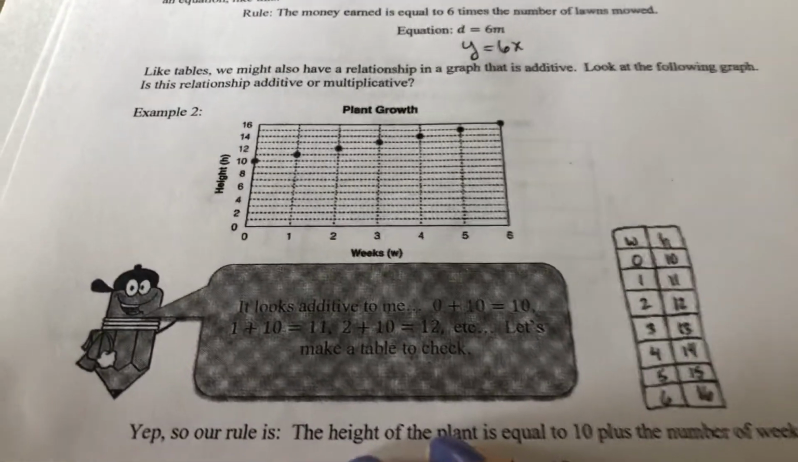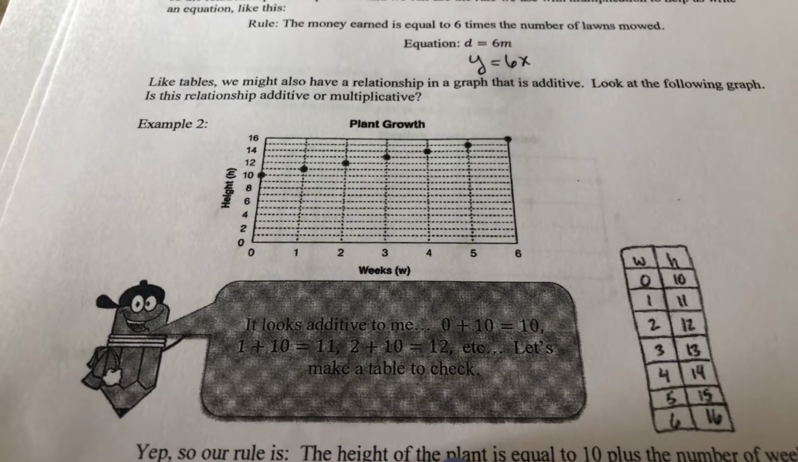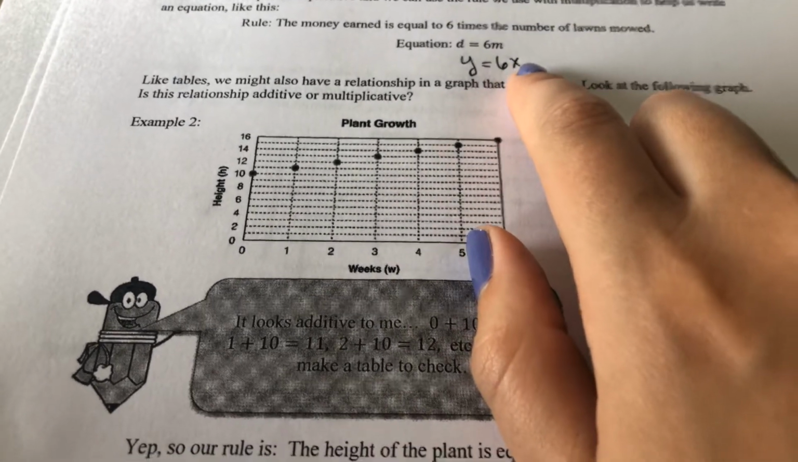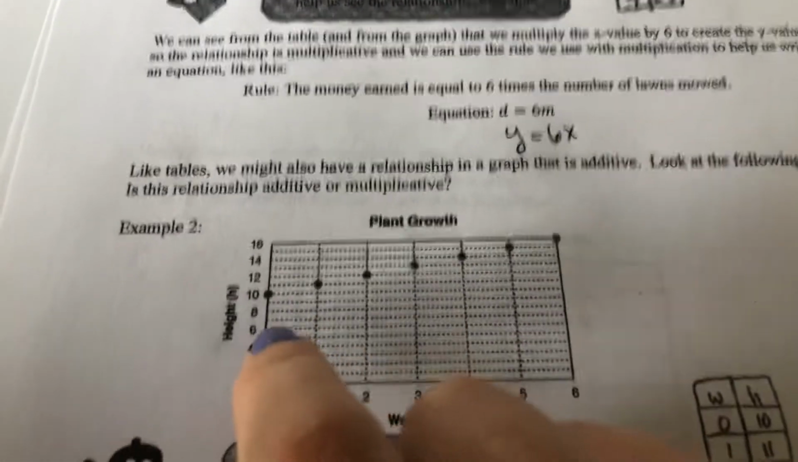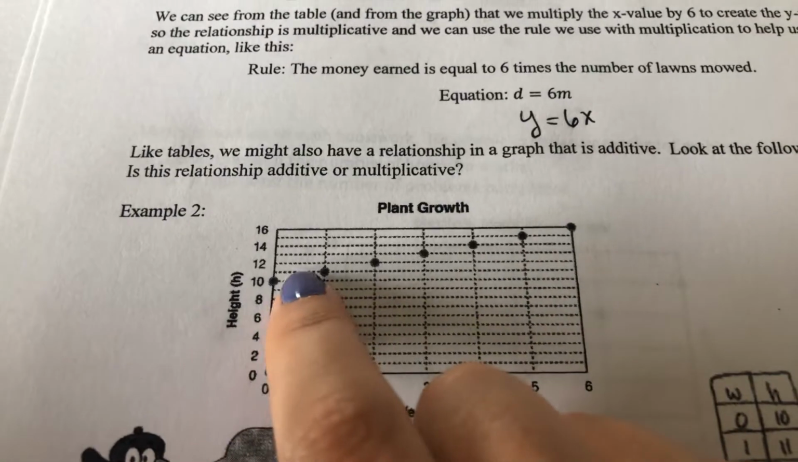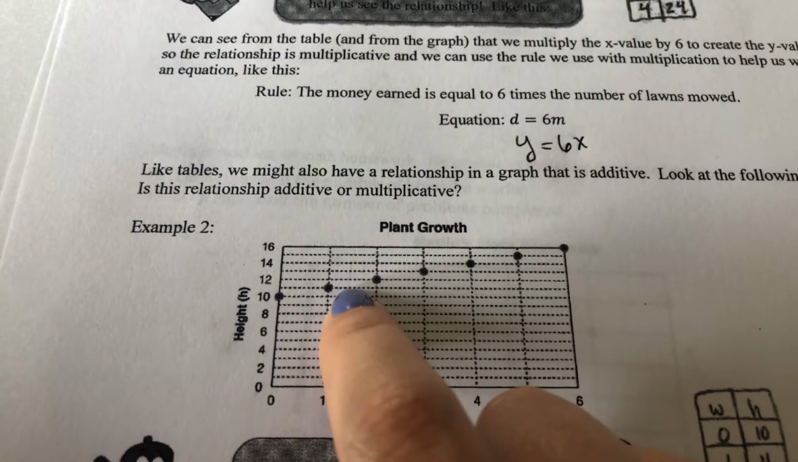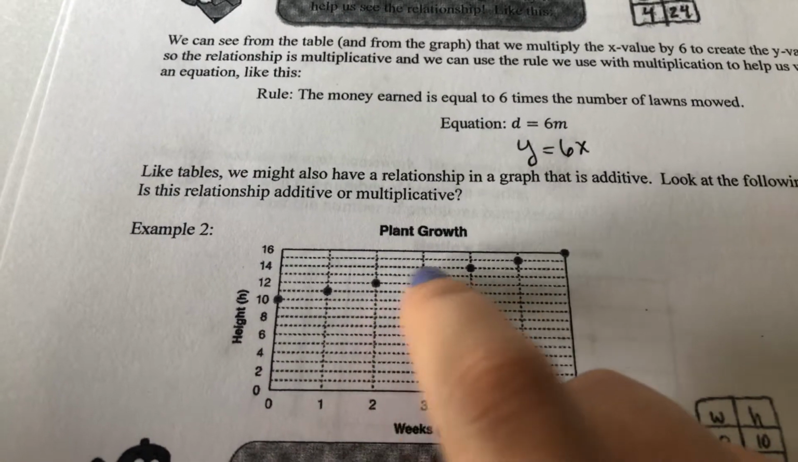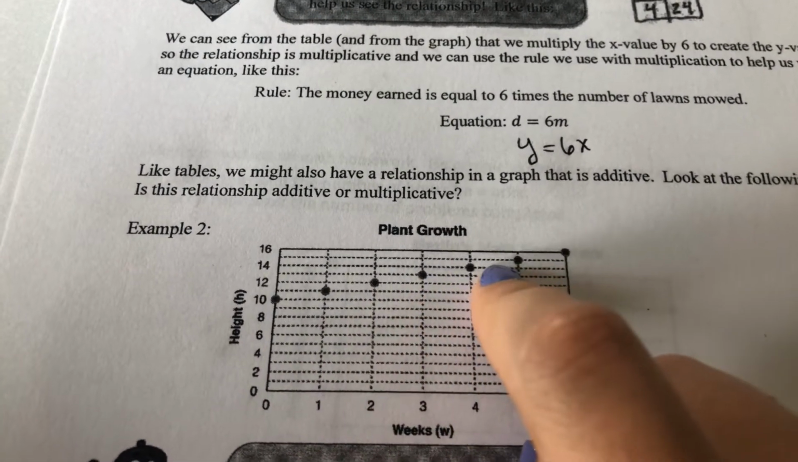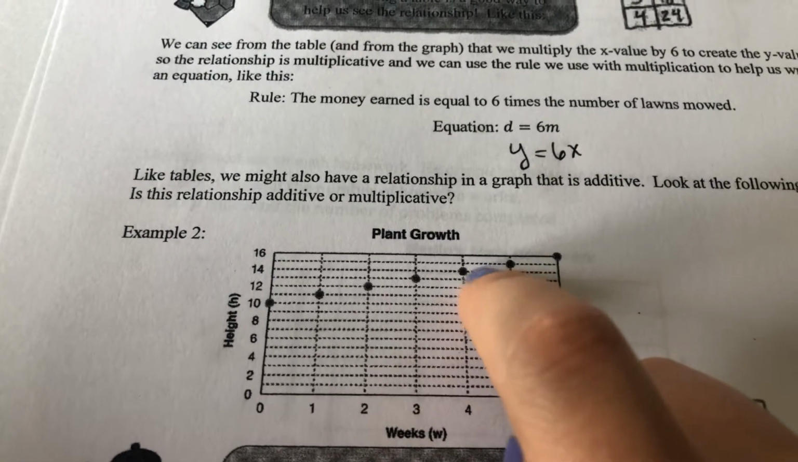If we look at number 2, it's working with plant growth. So the last problem was working with multiplication. This one's going to be a little bit different. So at 0 weeks, the height of the plant was 10. We're going to say it's 10 inches. At 1 week, it was 11. 2 weeks, it's 12. 3 weeks, it's 13. 4 weeks, it's 14.